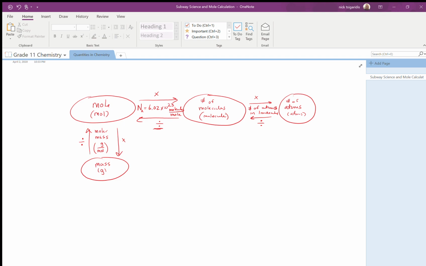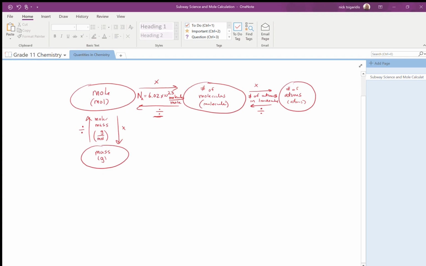When I was taking grade 11 chemistry, I would always draw this out on my tests as I was starting the test, so that I had this as a reference for myself. And it's been passed along many, many, many times.